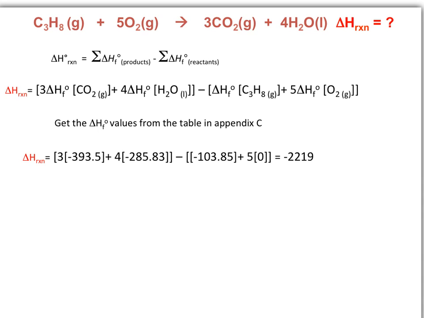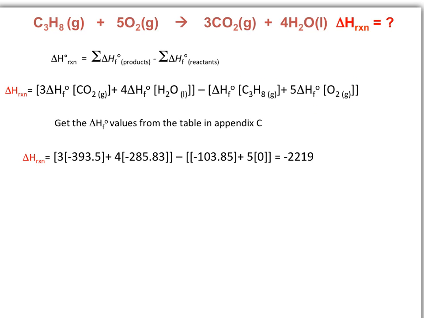Now remember, each formation value corresponds to the quantity of the substance there. If I'm forming CO2 in this equation, I have 3 moles of it, so I'm going to multiply 3 by my enthalpy of formation value. Same thing is going to happen here, 4 times the enthalpy of formation for H2O. Notice these two substances are my products. So I've figured out the sum of my products. I'm going to do the same thing for my reactants here.